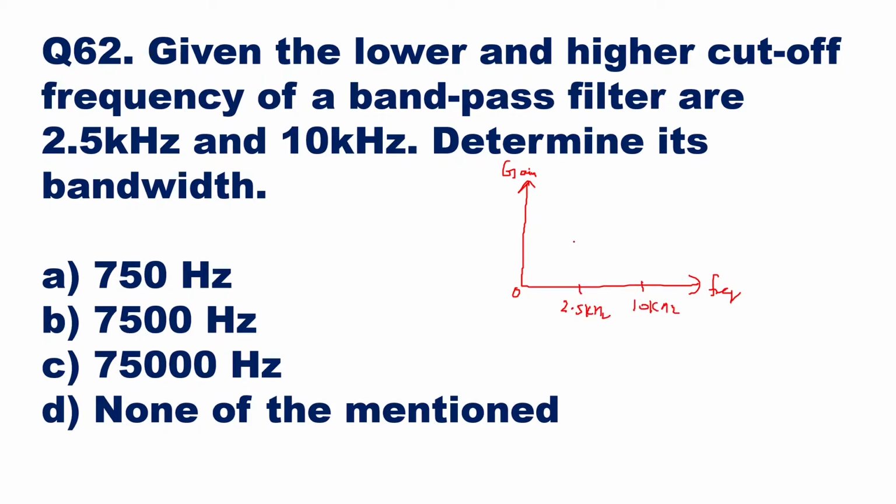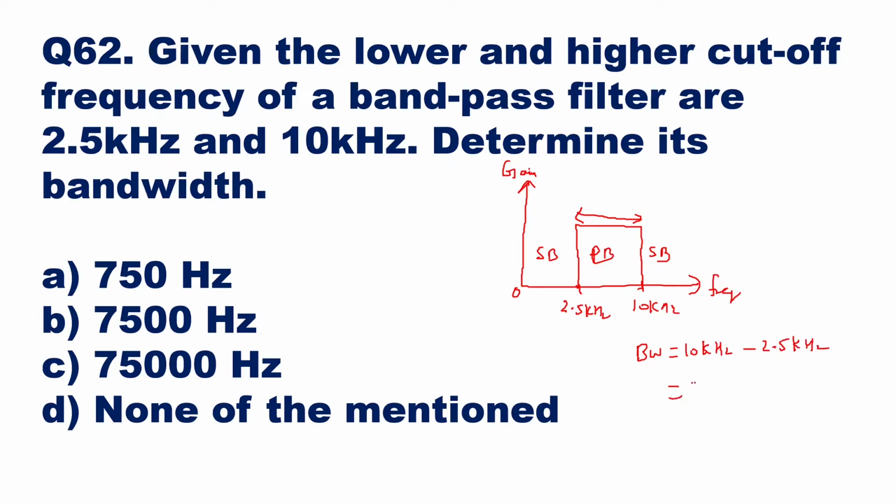This is your band of frequency which is passed. Here you have the pass band, and here you have the stop bands. This is the band of frequency which is passed by this filter, and it is a band pass filter. Now we have to determine its bandwidth. Determine its bandwidth means finding the frequency range of this pass band. So the bandwidth is equal to 10 kilohertz minus 2.5 kilohertz.